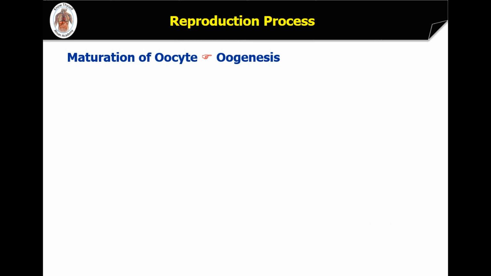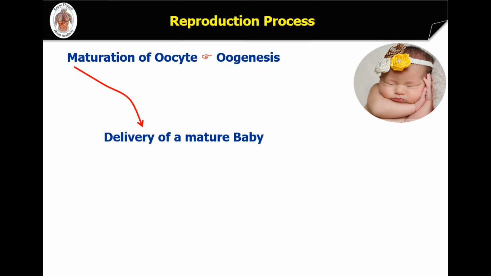So the reproductive process starts with the maturation of oogonia to an oocyte. This is known as oogenesis, and this is the beginning, and the process ends by delivery of a mature baby. In between there are several stages, and oogenesis expels the oocyte after its formation.